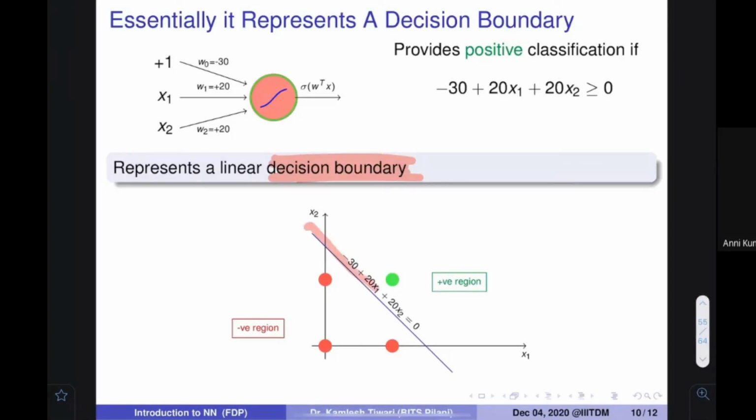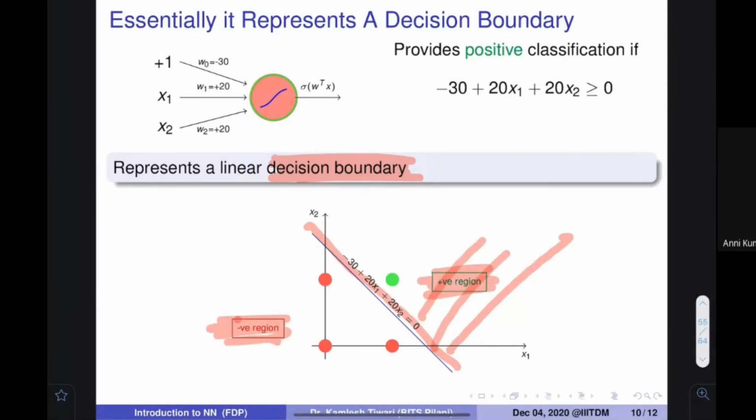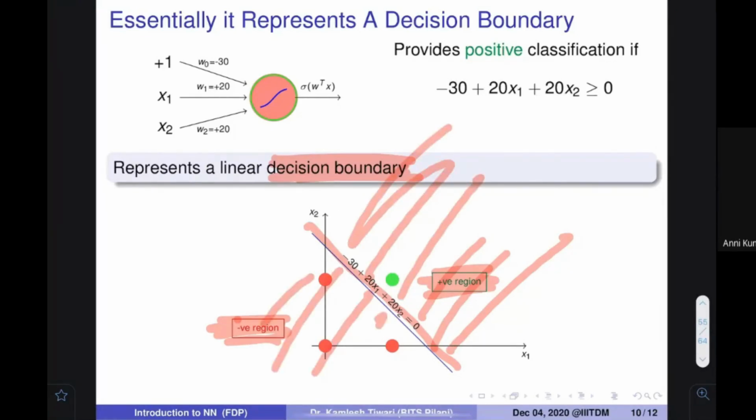This is the equation of the line. Things which are above are in the positive region. Things which are below are in the negative region. Okay, we have seen this multiple times, and now you are very much okay with that. Okay, any questions on this?